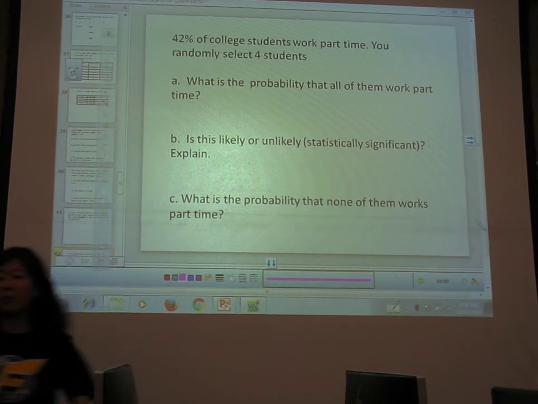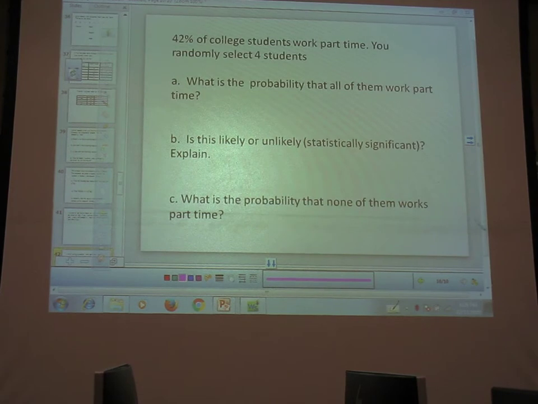What's the probability that I pick her randomly and she works part-time? 40%. What's probably he works part-time? 40%. What's the probability she does and she does and he does and he does? Multiply. It's gotta be multiply, otherwise it's going to be 160% chance, that's ludicrous. So we multiply. It's the first student and the second student.